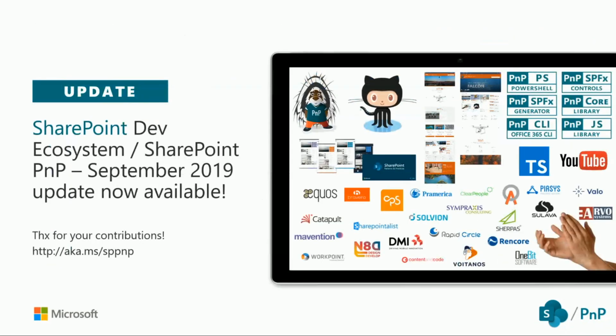Now, a few more updates before we go to the John Sanders screen and the demos. So much to talk about. The SharePoint Dev ecosystem September 2019 update is now available. This is the monthly blog post where we mention all of the people who have contributed to our open source and community efforts during the past month. And we call out all of the companies who've been active or letting their employees participate in the open source initiatives as well.